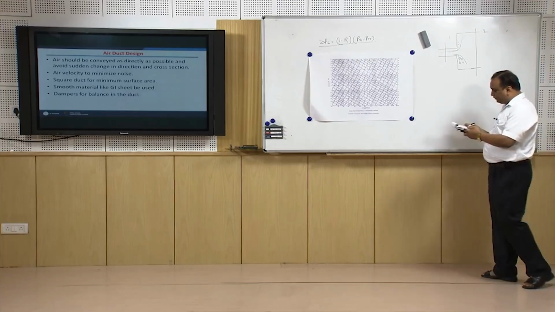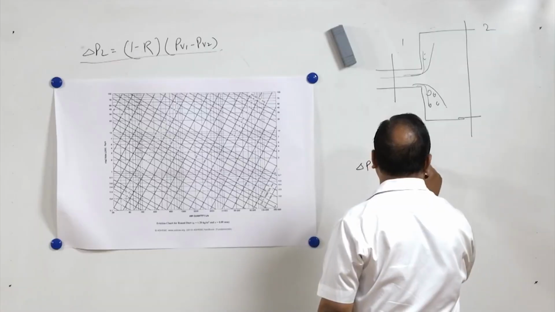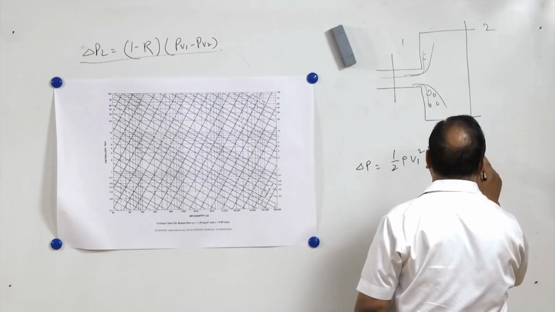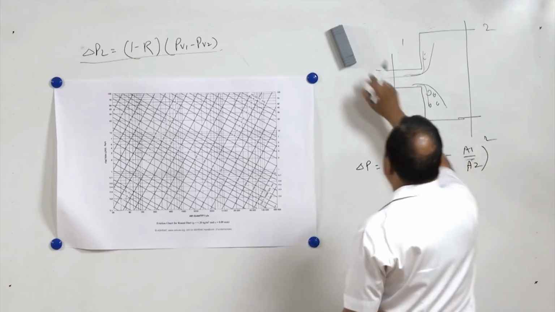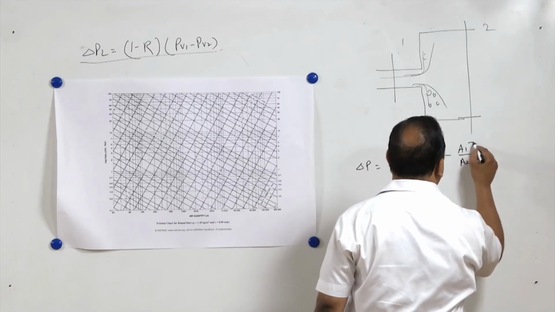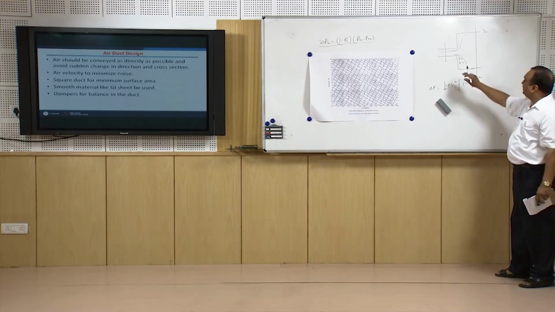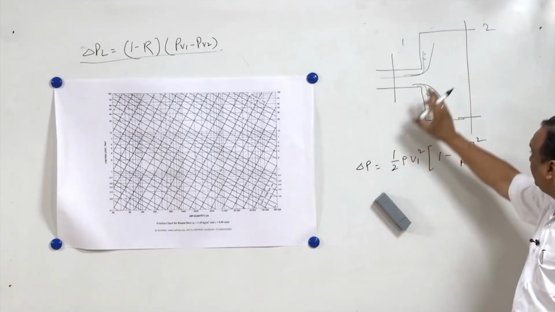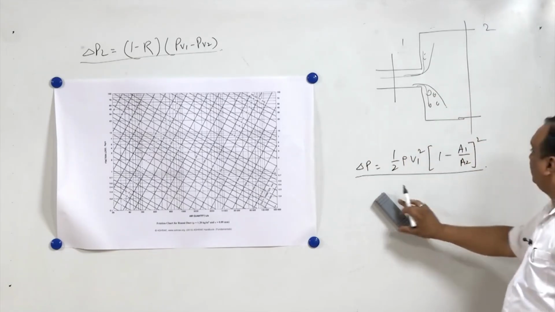Now, dynamic pressure loss in such a scenario is going to be half rho V1 square times (1 minus A1 by A2) whole square. This is going to be the dynamic pressure loss in this case. Remember, if it is diverging with a vertex angle of less than 20 degrees, all dynamic head will be converted into the static head. But here, the dynamic head loss is going to be this much.